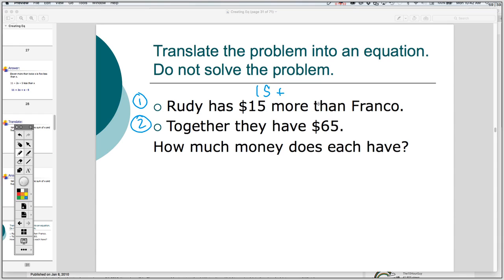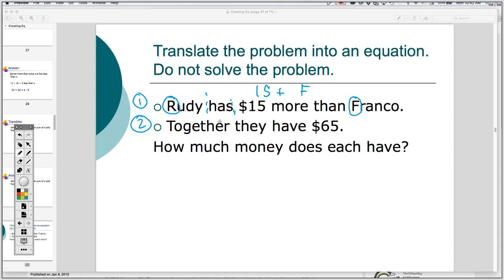15n plus F. 15n? I mean, R for Rudy. No, because Rudy has 15. Well, do it in order. So what does Rudy represent? R. What is has, guys? Equals. So we have R equals 15 plus F. That's your first equation.